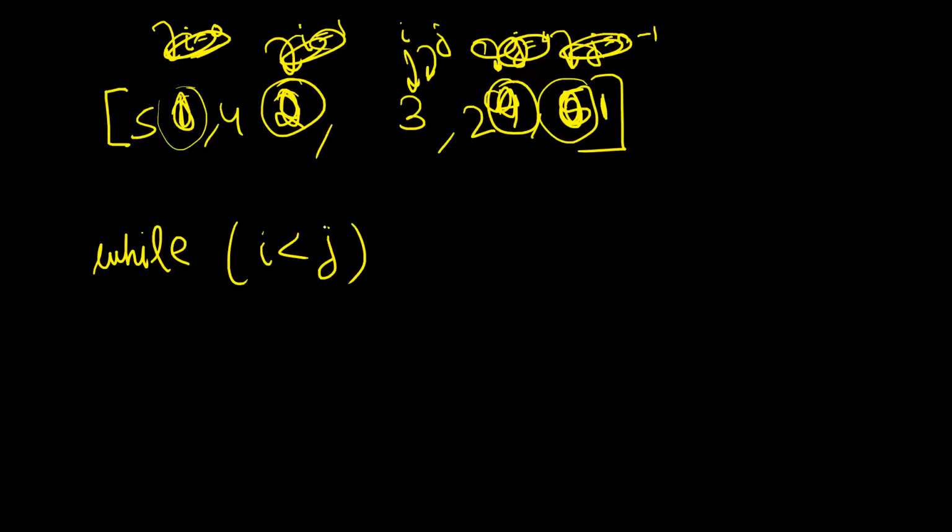Now this time, is i less than j? No, i is not less than j because they are at equal indexes. Okay, index number 2. So you will stop and you say, boss, my array has been reversed. 5, 4, 3, 2, 1.